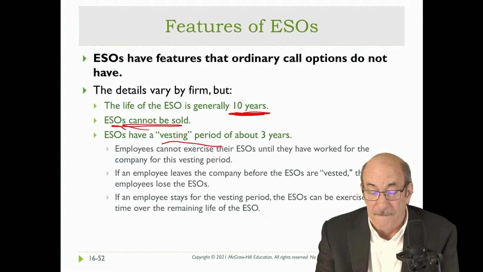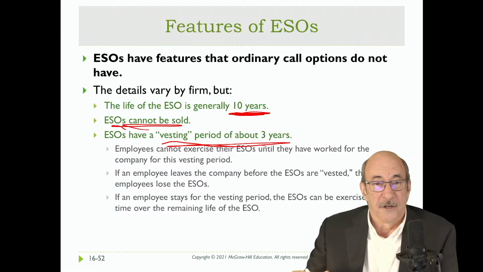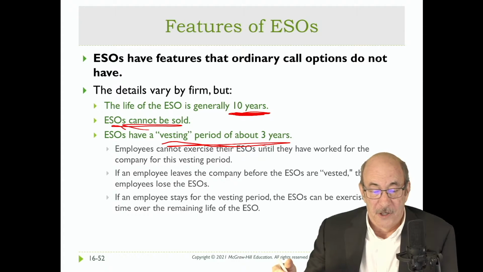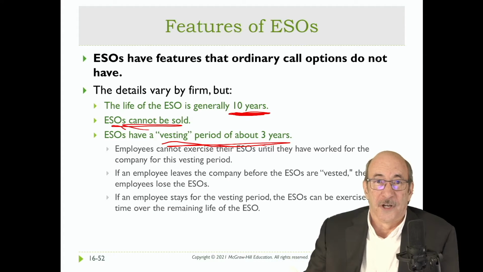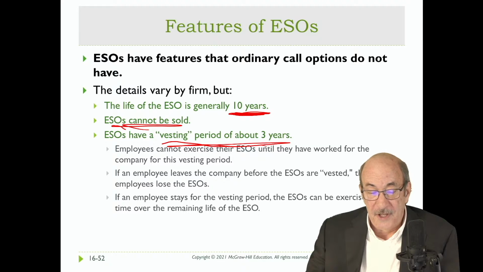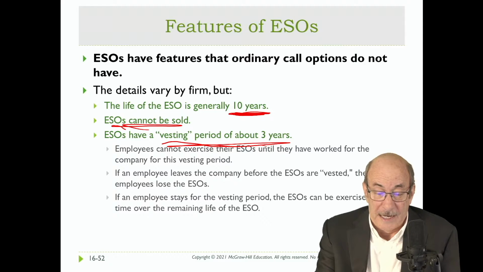There's also a vesting period, typically 3 years. I've seen them shorter than that, but it's not uncommon to have a 2-year vesting period as well. And these vesting periods are the time by which, if an employee leaves the firm prior to vesting, they lose the option. They lose the right to that option or that grant of options. So these things are relatively difficult to value because, hey, I can't trade the thing. They have these very long lives.